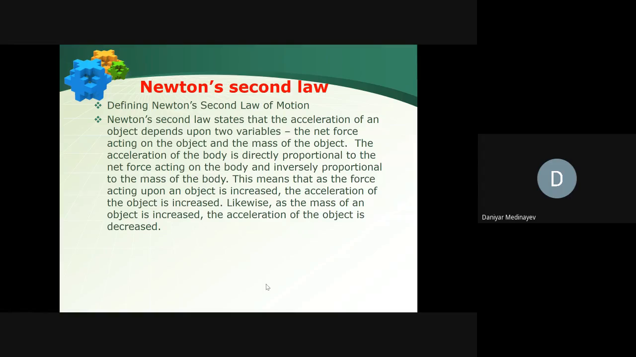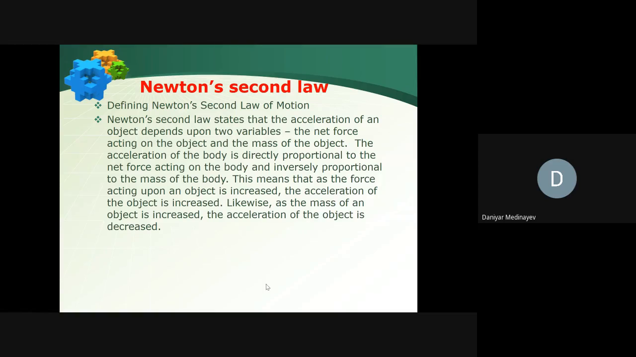And Newton's second law. Newton's second law states that the acceleration of an object depends upon two variables: the net force acting on the object and the mass of the object. The acceleration of the body is directly proportional to the net force acting on the body and inversely proportional to the mass of the body.